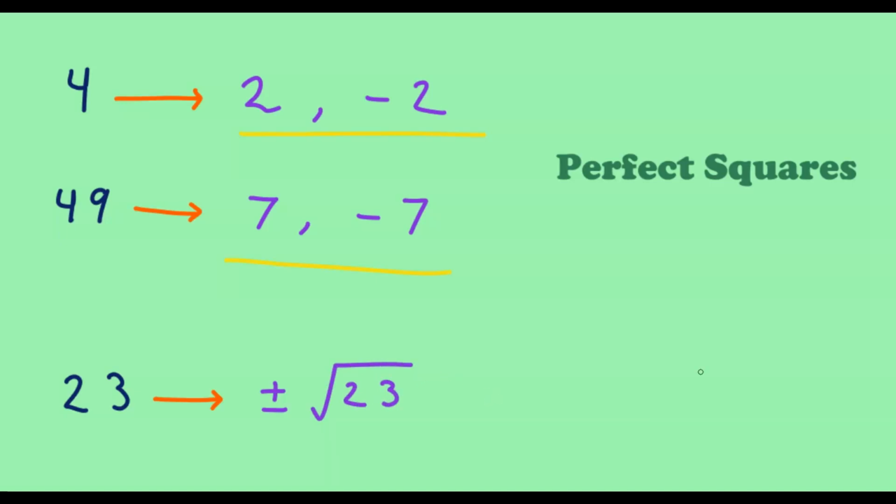We can use a calculator to find the approximate value of this. If we use a calculator, the approximate value will be plus or minus 4.7958. So we can see that the square root is not an integer, and we can write it in its exact form like this: plus or minus square root of 23. And if we want to find an approximate value and write it in decimals, we can write it as approximately plus or minus 4.7958.